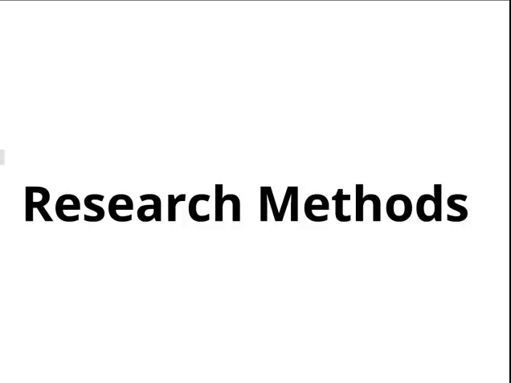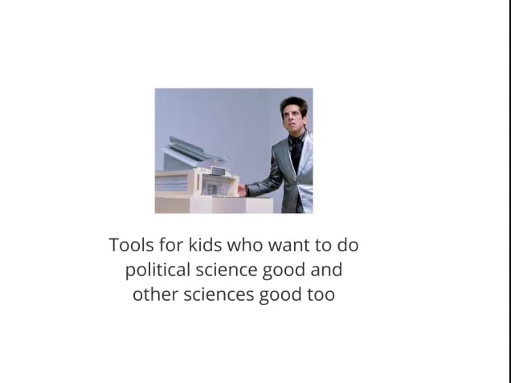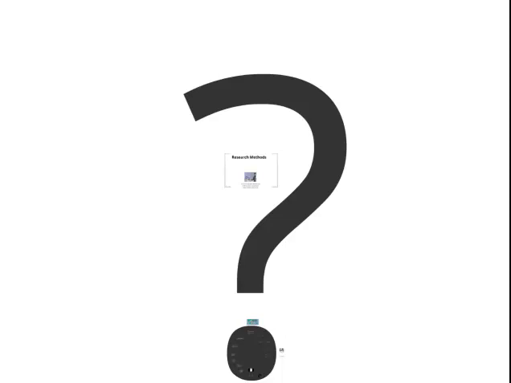So without further ado, let's get started on our research methods lecture, or as Derek Zoolander might say, tools for kids who want to do political science good and other sciences good too. So research methods are basically tools for answering a question. And asking a good question is key to making scientific progress. With a clearly stated research question, a scientist can begin the process of rigorously applying the scientific method to create knowledge and answer the question in a transparent way to avoid bias.